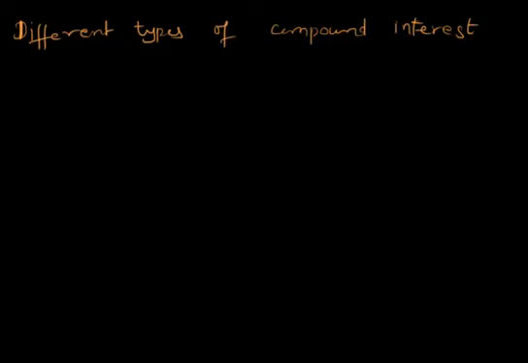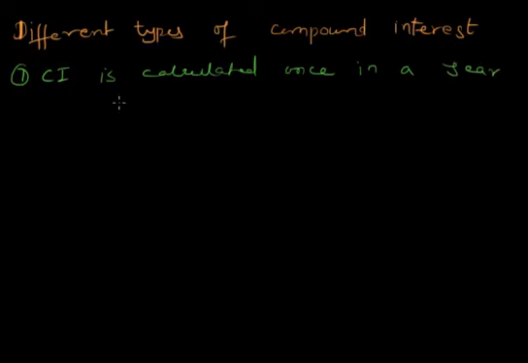Now let's look at different types of compound interest. First type of compound interest is when the compound interest is calculated once in a year. Amount is given by the formula A equals P times (1 plus R over 100) raised to T, where A is the amount, P is the principal, R is the rate of interest, and T is the time. This formula gives you the amount, and to calculate the compound interest, you can always subtract principal from the amount to get the compound interest.